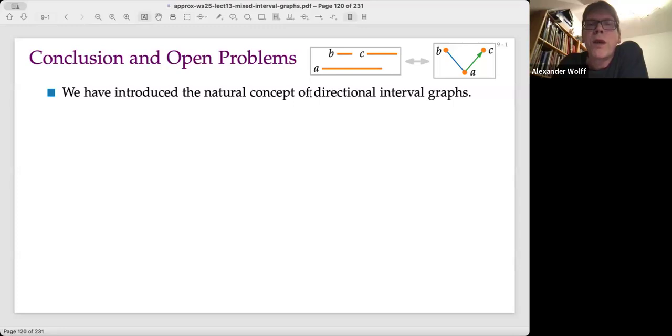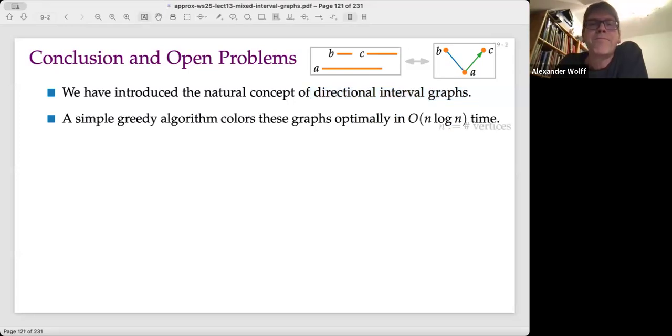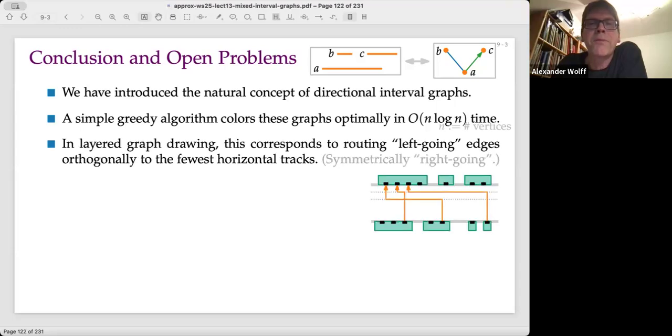Let me wrap up the first part of my talk. So we have looked at these directional interval graphs. Here up here is again an example for it. Our algorithm runs in n log n time if you implement it carefully.